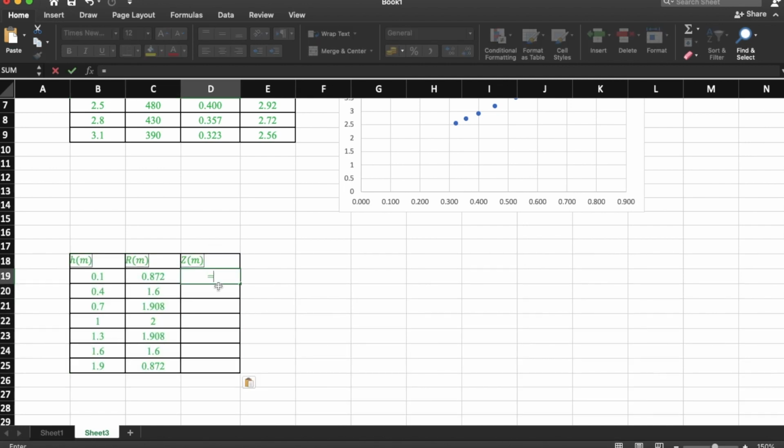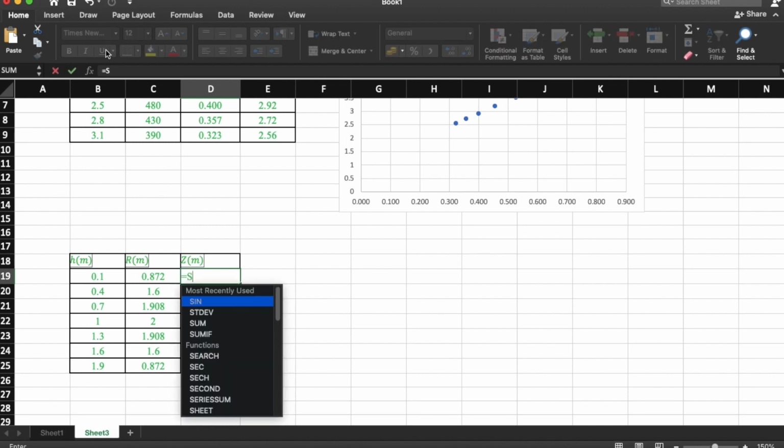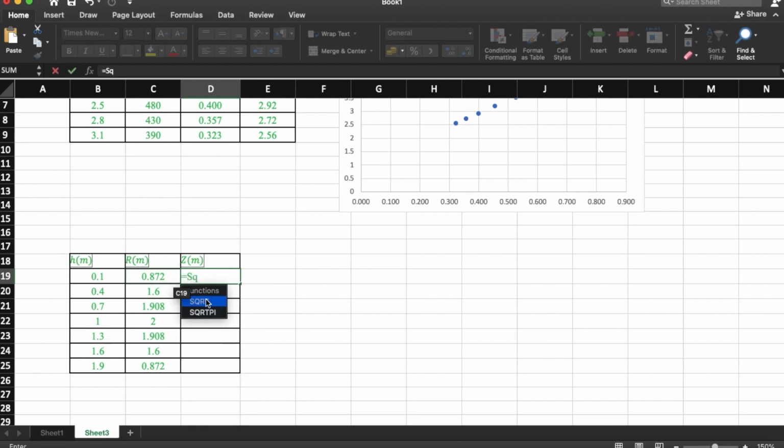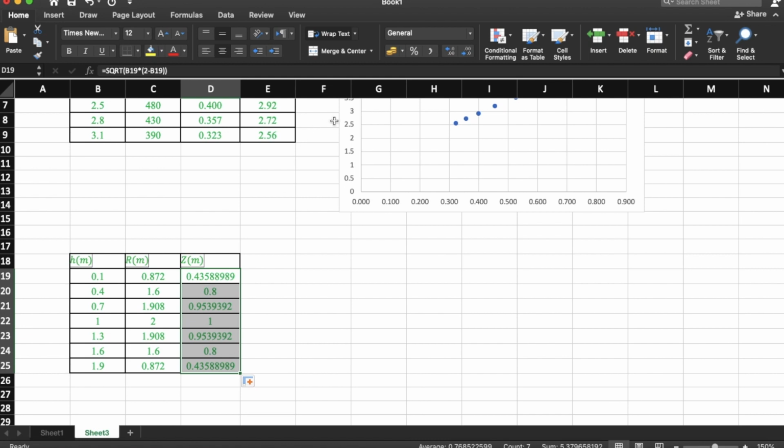So this z is equal to the square root of h times L, which is 2 meters, minus h, close the brackets. Of course, you can reduce the number of figures. Now the first plot will make it between r and h.